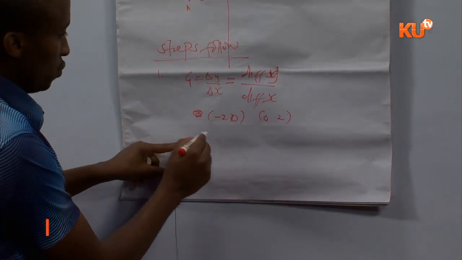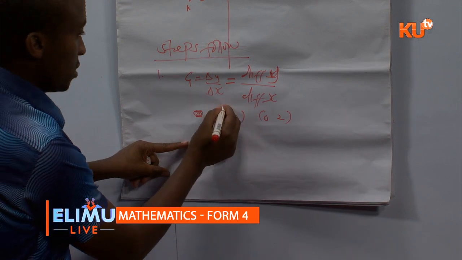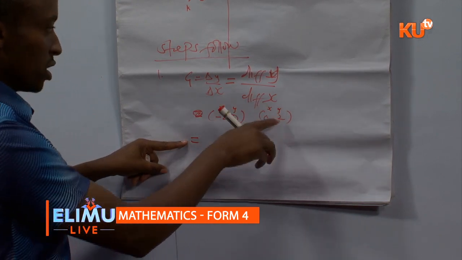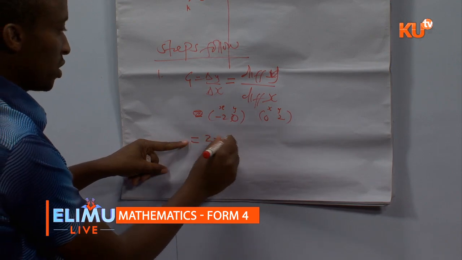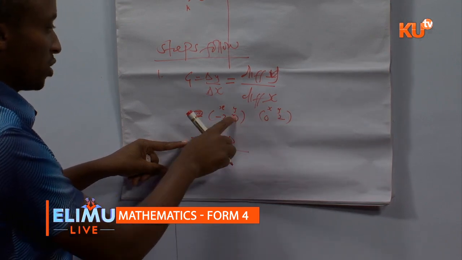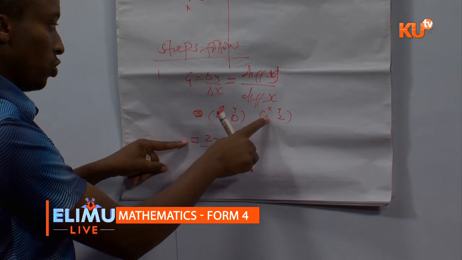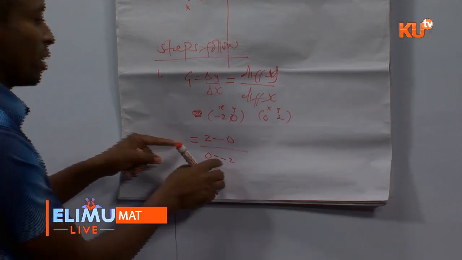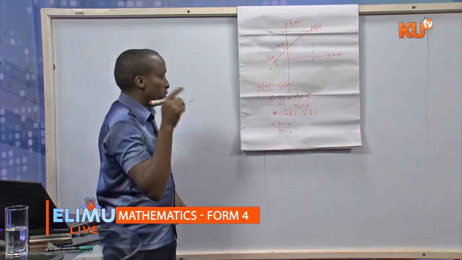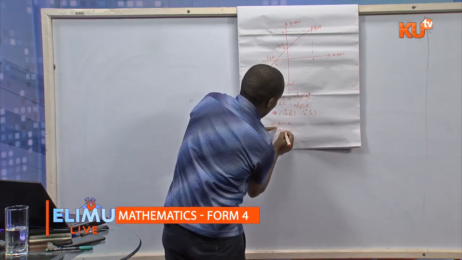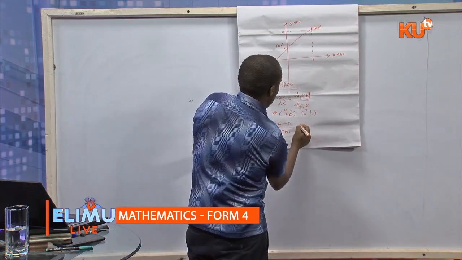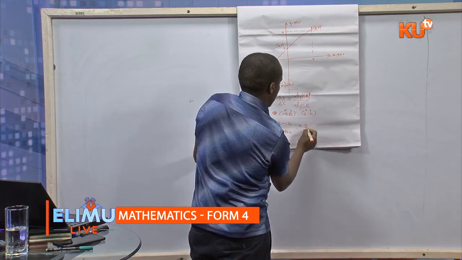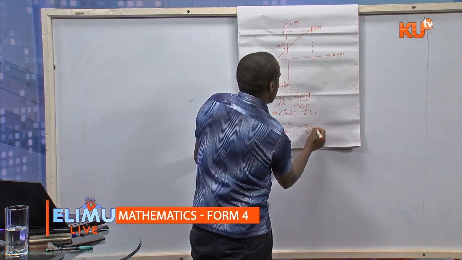So this is x, this is y, this is x, this is y. Change of y, you take 2 minus 0, and 0 minus (-2), which is negative multiplied by negative, so it changes to positive. So this one will be 2, 0 plus 2 is 2. So our gradient is equal to 1.